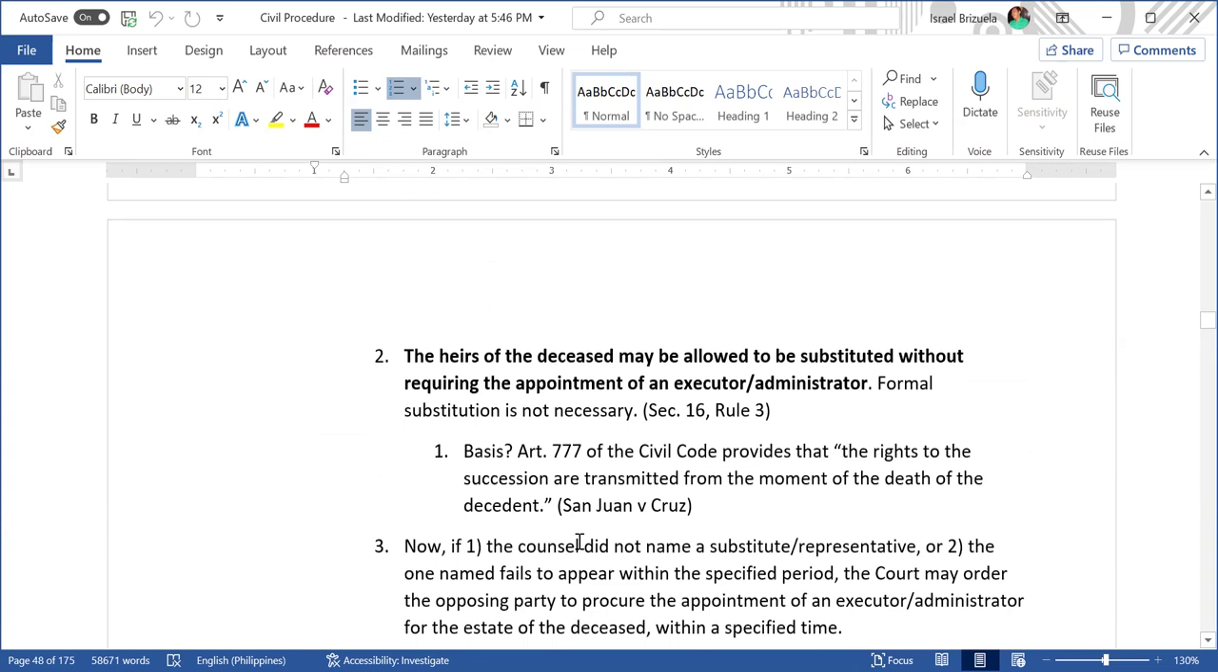The heirs of the deceased may be allowed to be substituted without requiring the appointment of an executor or an administrator. Formal substitution is not necessary. What's the basis? Article 777 of the Civil Code provides that the rights of the succession are transmitted from the moment of the death of the decedent.